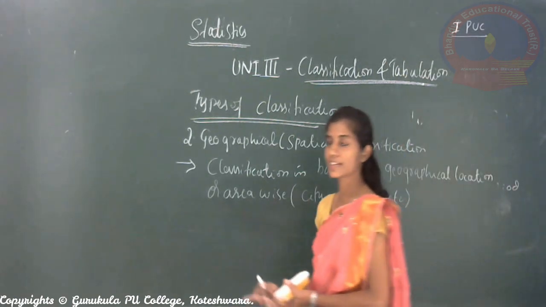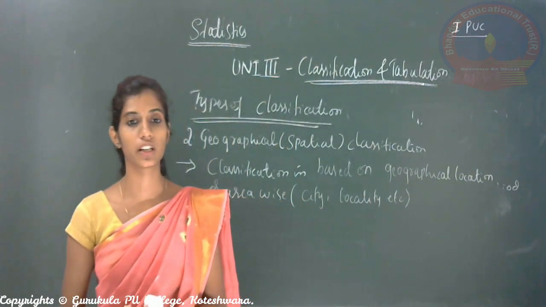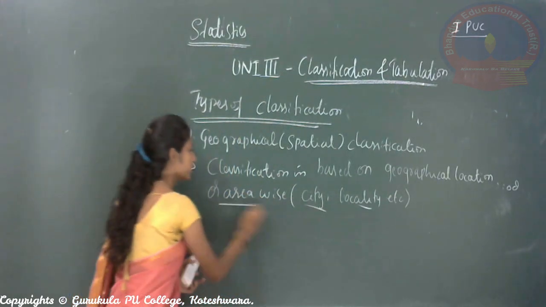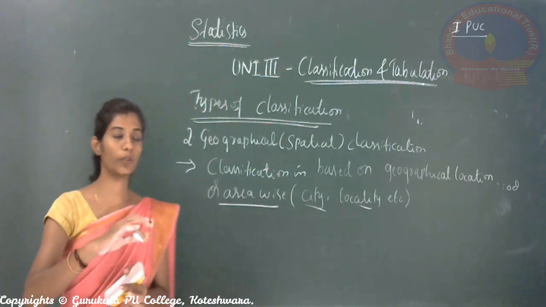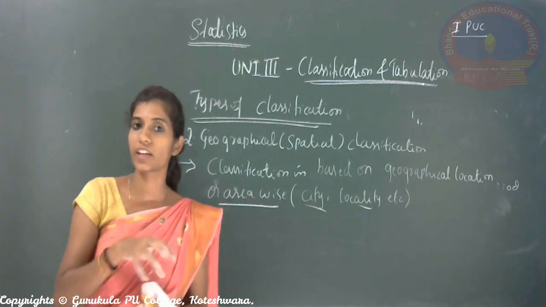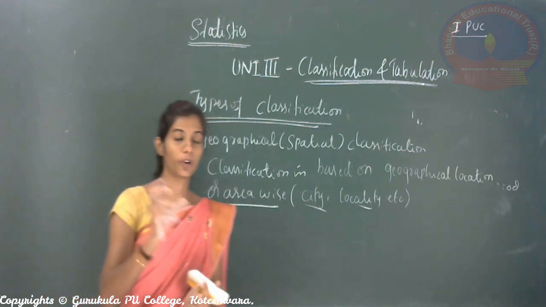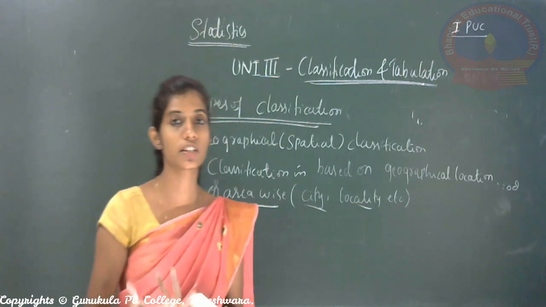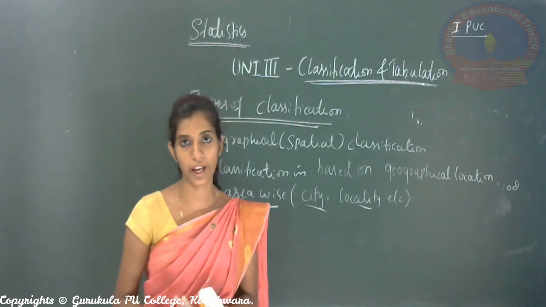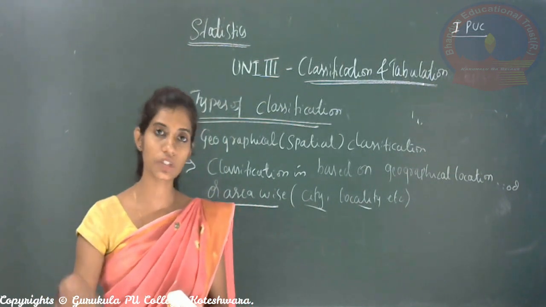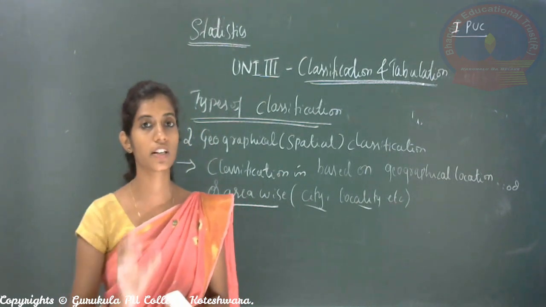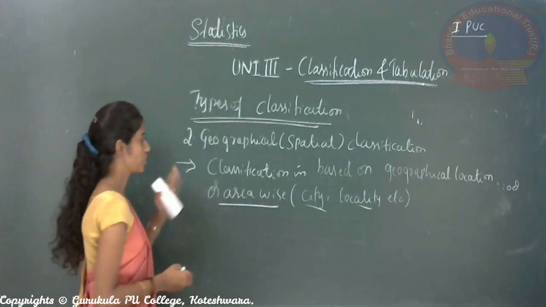What examples can I give? It should be city wise, or locality wise, or area wise. If we want to see in which state the production of sugar is highest, we have to go state wise. Or to check which is the most dense city in population, we have to go city wise. Or to see which locality is healthier, we have to go locality wise or village wise. All these are related to geographical location. Such kind of classification is known as a spatial classification.